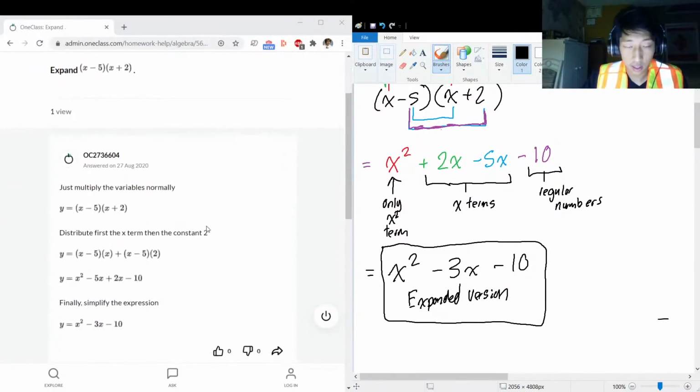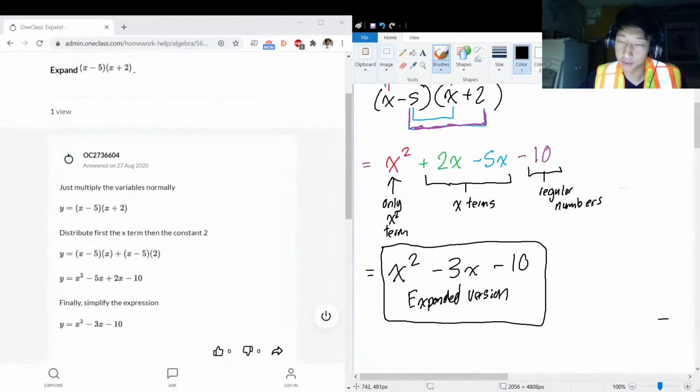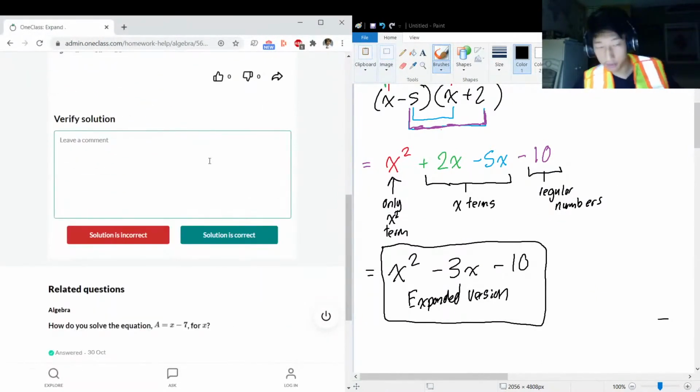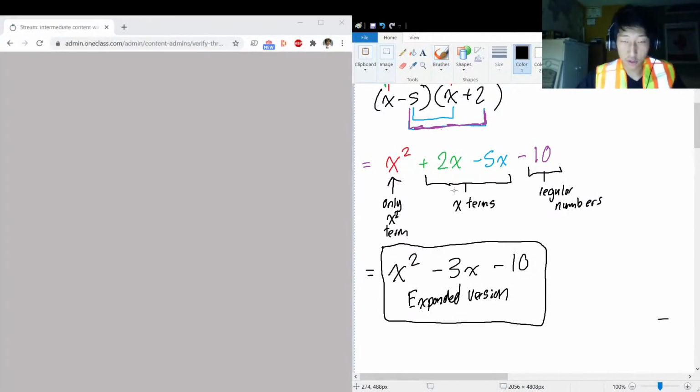Okay. Now their distribution is pretty much the same thing. It's just that they drew it out differently. I prefer to have it this way. If you draw different colored bars to show the multiplication, that can be a helpful tool. But eventually you'll get so good at this that you can just look at it and instantly come to the expanded version. It takes practice, but you'll get there eventually. I bet if you like math. So here, the above solution is good. Awesome. Super duper cool.